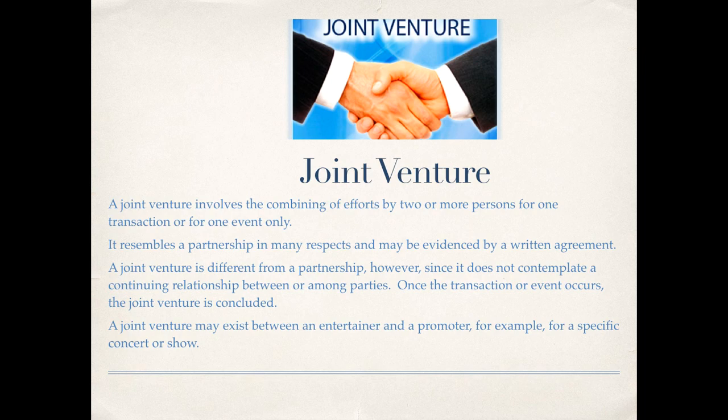We're going to put on a concert in Charleston, West Virginia. Okay, so we get the location, we get the entertainer, and you and me, our whole goal is to make this concert happen. Now, after the concert happens, you and me, we're done. Okay, so this is called a joint venture. It looks like a partnership because you and me are in this together, and we probably should have a written agreement, although it's not required.